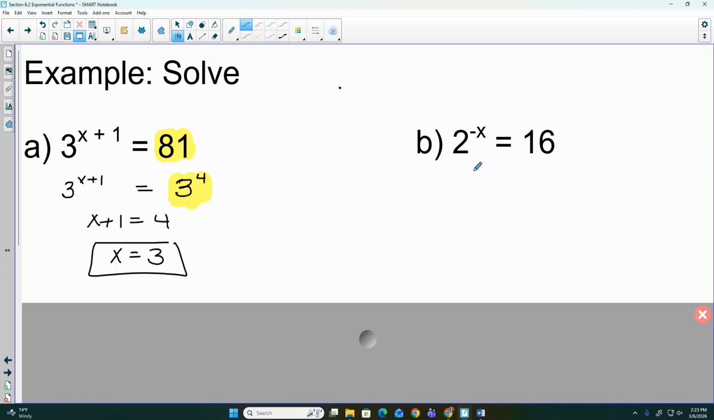All right, 2 to the negative x equals 16. I can't change 2, but how could you write 16? Again, we didn't change the problem. 16 and 2 to the 4th are the same number. So then we have a base of 2 on each side. So negative x equals 4. So x is negative 4.